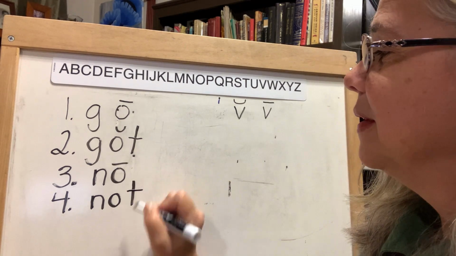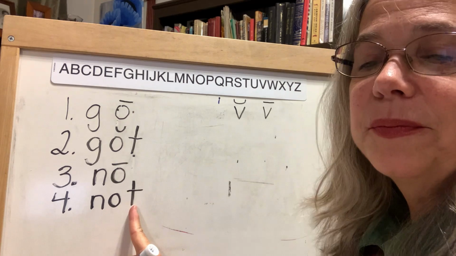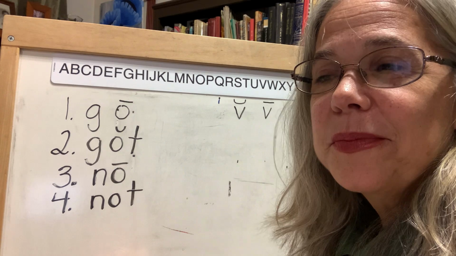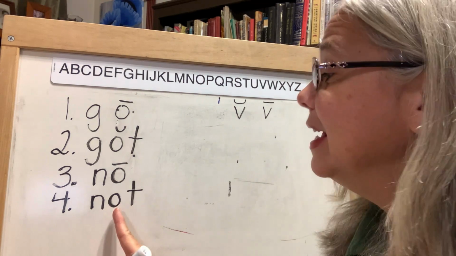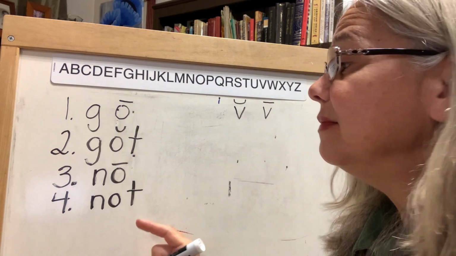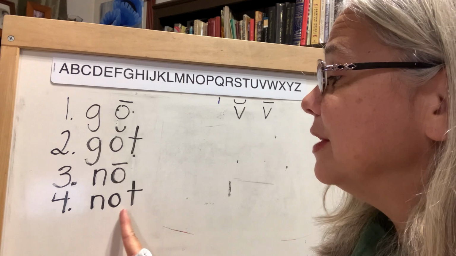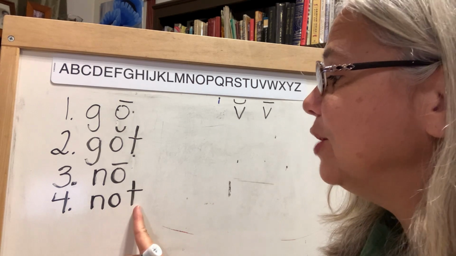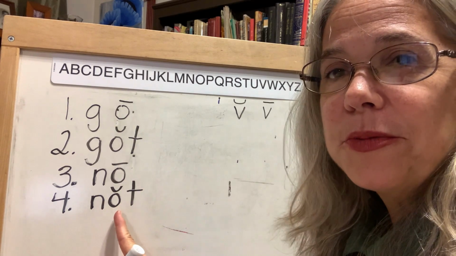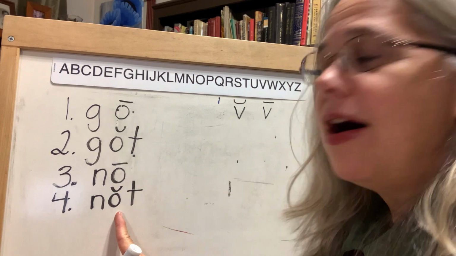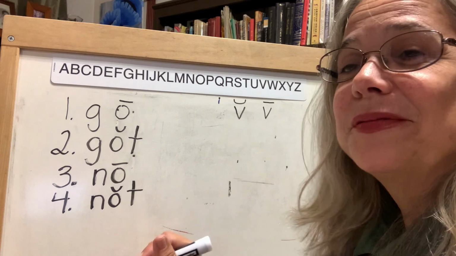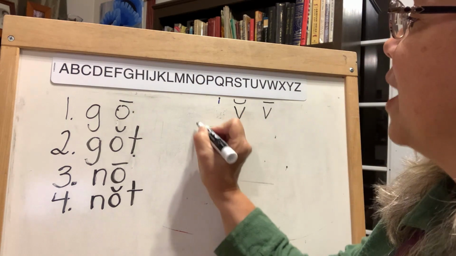And number 4, N-O-T. Which letter is the vowel? Right, it's the O again. Is that in a closed syllable or open syllable? Right, it's in a closed syllable. There's a consonant here closing it. A vowel in a closed syllable short, code it with a breve. What is the sound of short vowel O? Ah, can you read that word? Nice, it's not.